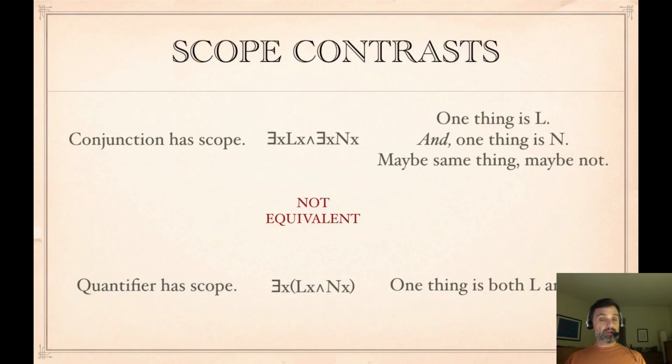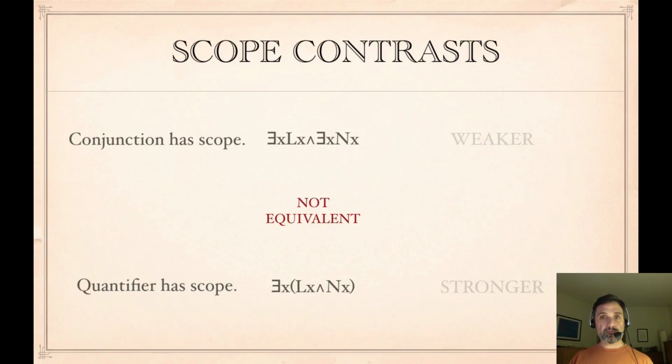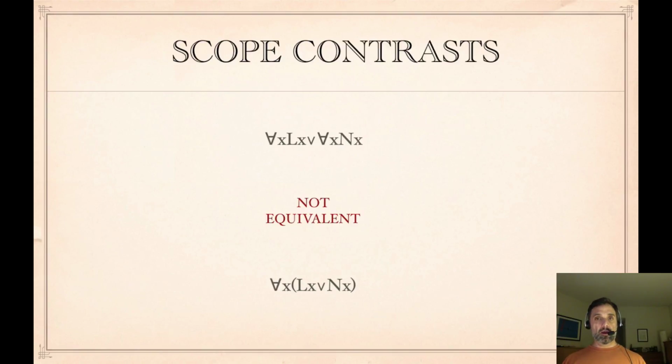So if the bottom one is true, then the top one is true. If there's a thing that is both L and N, then there's a thing that's L, and also there's a thing that's N, but not vice versa. So the bottom one is strictly stronger than the top one. The bottom one implies the top one.